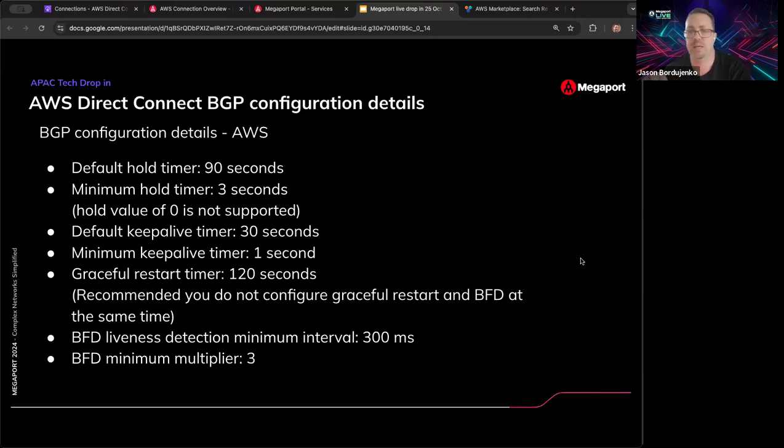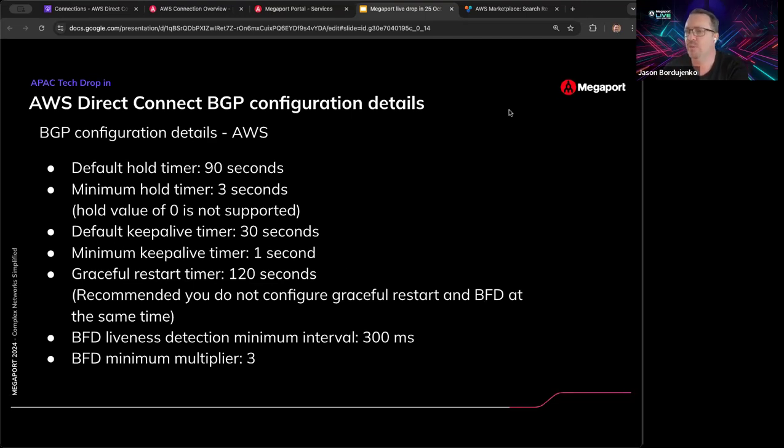And the interesting one for us is actually BFD, which allows a little bit of a faster failover. So you can see the hold timer here, default hold timer is 90 seconds. Minimum hold timer is down to 3 seconds. With BFD enabled on a link towards AWS, we can get down to the 300 millisecond type interval, and then we can see the multipliers that are available to that. So within 1 second, we should start to see any particular failover go from a primary to a standby path.